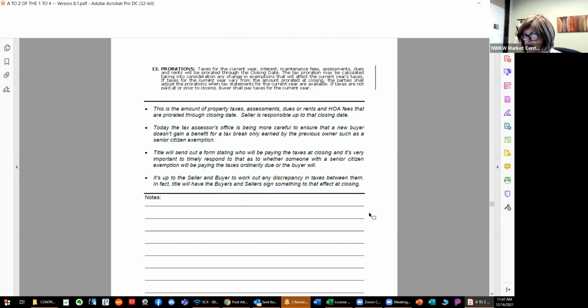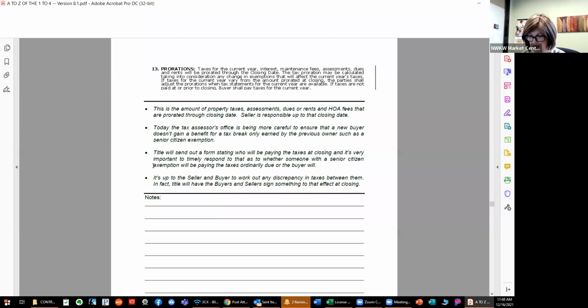Let's move on to the next so we don't run out of time. Prorations. This is something that title is going to figure out for you, the prorations of like HOA fees or taxes or any of the prorations that they come up with. They're going to take care of that. They also will send out a form stating who will be paying the taxes at closing, and it's very important to timely respond to that as to whether someone with a senior citizen exemption will be paying the taxes ordinarily due or the buyer will.